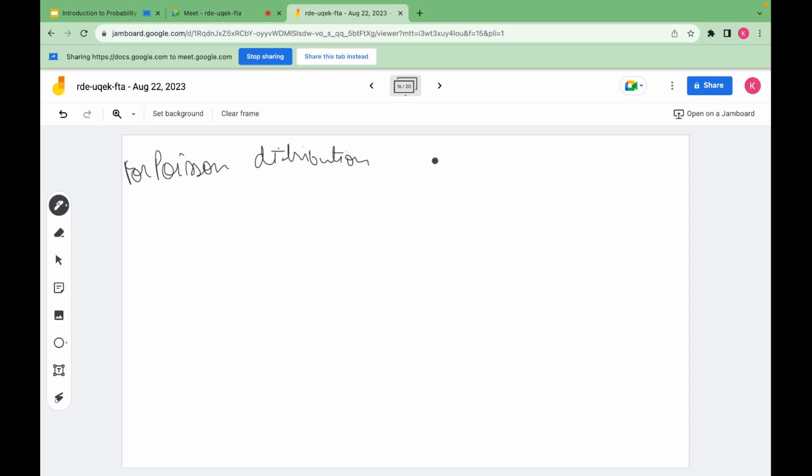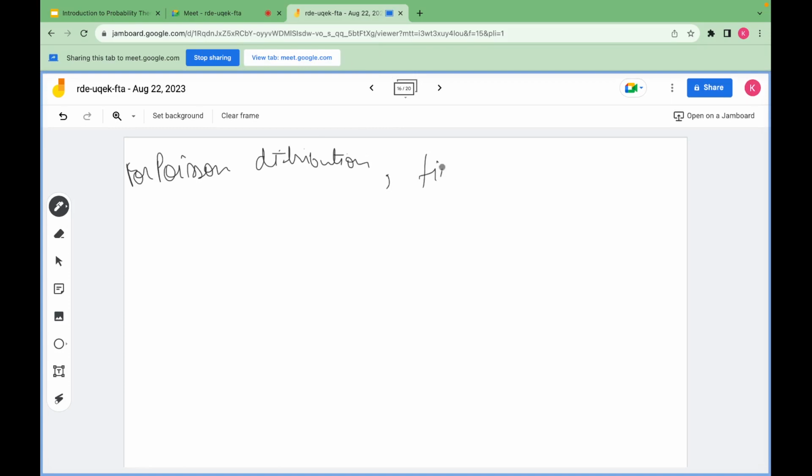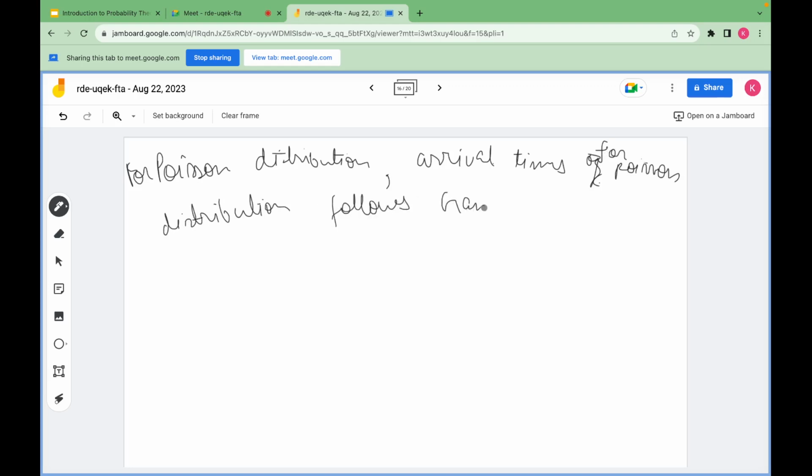Sorry. So for Poisson distribution, the arrival time of the nth arrival follows a gamma distribution with parameters n comma lambda. Here n means the nth arrival.